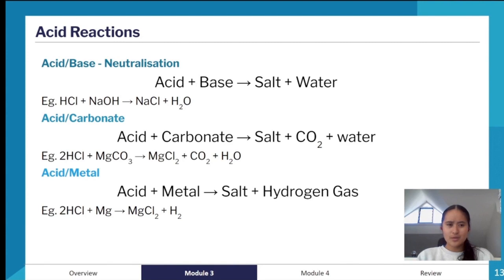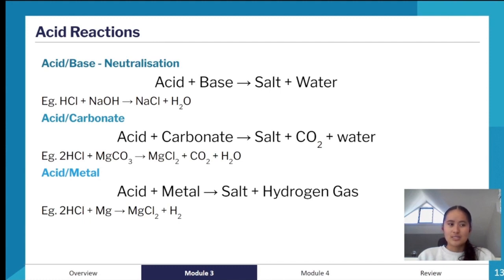So you'll notice in the acid-metal reaction, you have an acid and a metal causes salt and hydrogen gas to be formed. So there's an example with hydrochloric acid and magnesium. So if you had these reactions and you were asked to determine whether it was an acid carbonate or an acid metal, just based on the fact that there were bubbles produced, something that you can do is collect the gas and test which gas was produced. So there are different tests to figure out what gas is being produced.